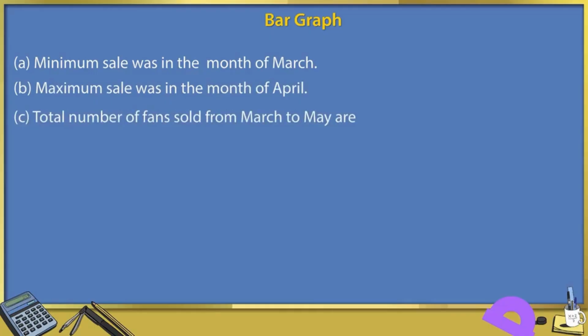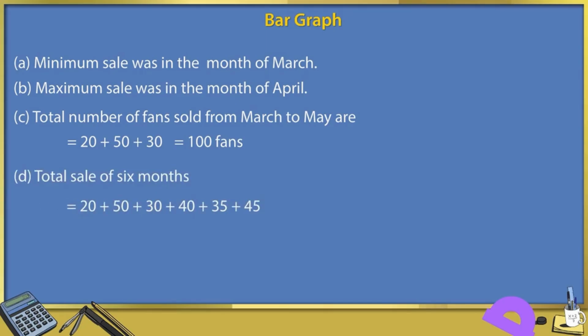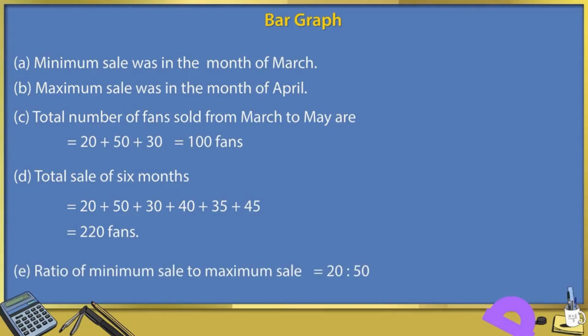C. Total number of fans sold from March to May is equal to 20 plus 50 plus 30, which is equal to 100 fans. D. Total sale of 6 months is equal to 20 plus 50 plus 30 plus 40 plus 35 plus 45, which is equal to 220 fans. E. Ratio of minimum sale to maximum sale is equal to 20:50, which is equal to 2:5.